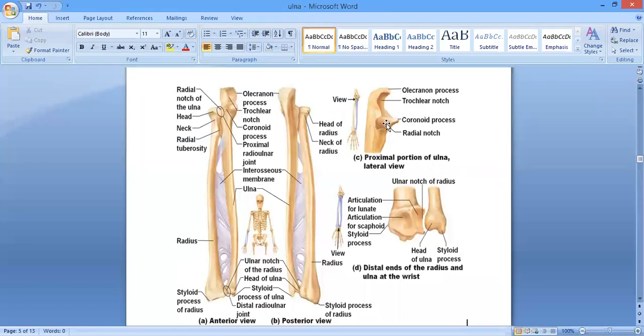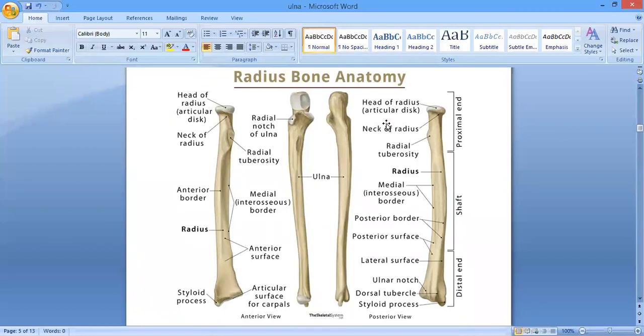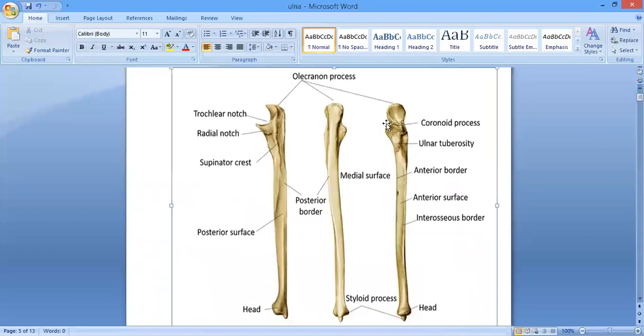We have finished with the upper end of the ulna. If there is any problem, do ask. Anybody? If you have any problem, you can ask me right now.